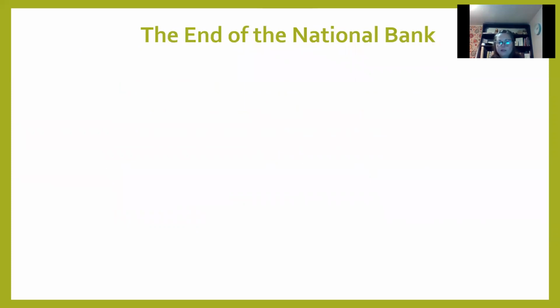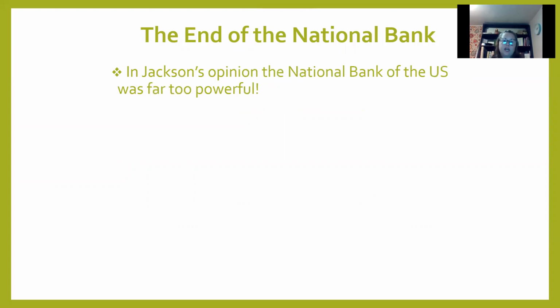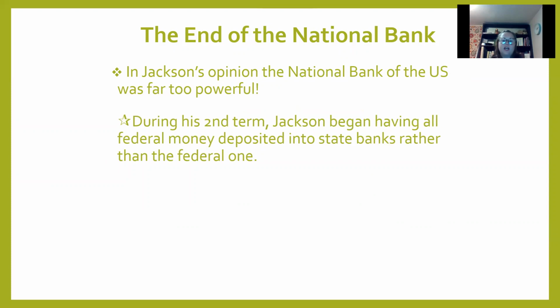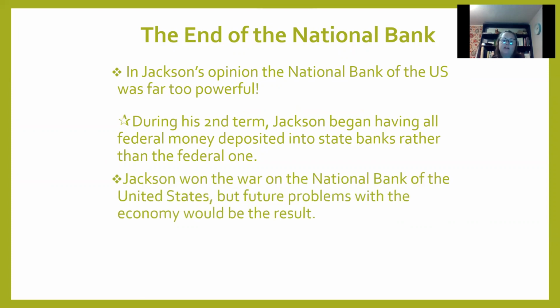So we also see the end of the national bank. If you think back to the beginning, the original fight between Jefferson and Hamilton was this idea of a national bank. So this is a really big debate from the beginning. In Jackson's opinion, the National Bank of the US was far too powerful. During his second term, Jackson began having all federal money deposited into state banks rather than the federal one, basically undermining the system of the national bank. Jackson won the war on the National Bank of the United States, but future problems with the economy would be the result.